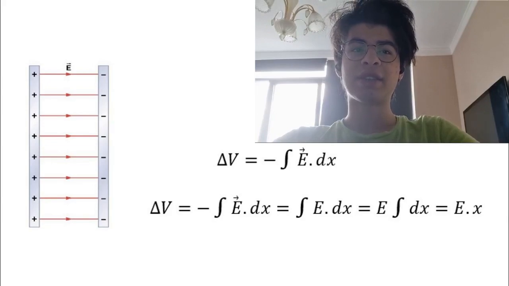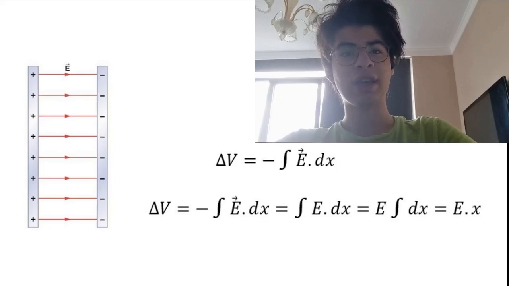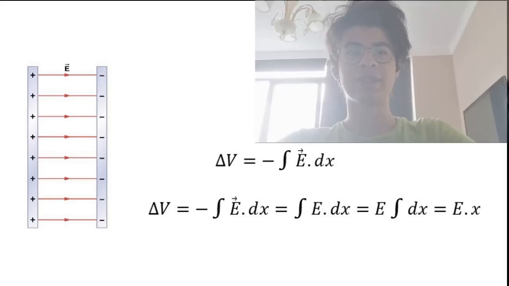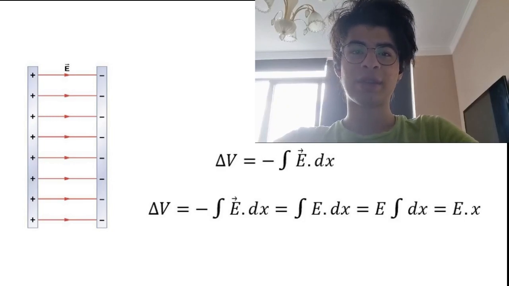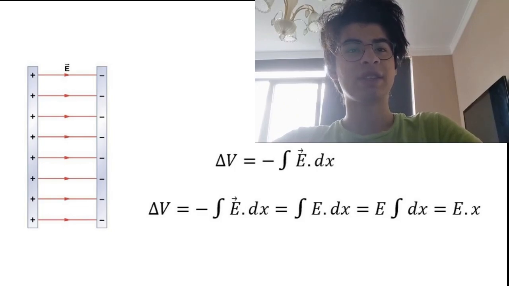We can express the electric potential across two parallel plates with the electric field and the displacement. As you can see, the electric potential is the integral of the electric field with respect to the displacement. We know that the displacement vector is anti-parallel to the electric field vector. Therefore, we can simplify these expressions as E times x.